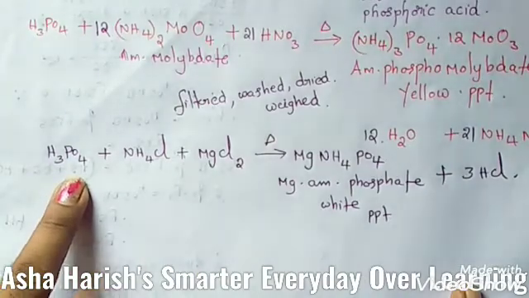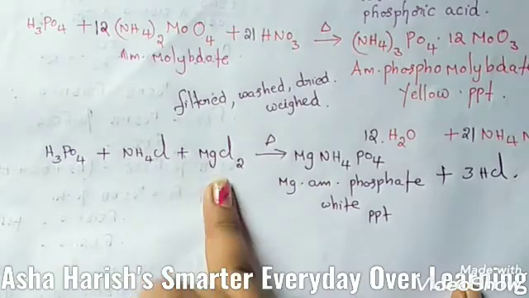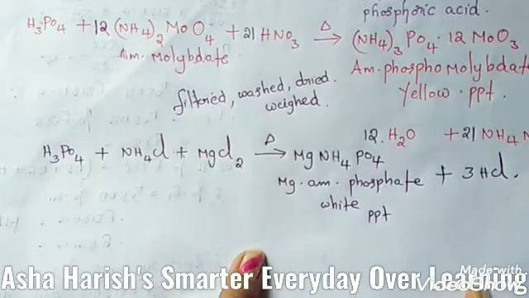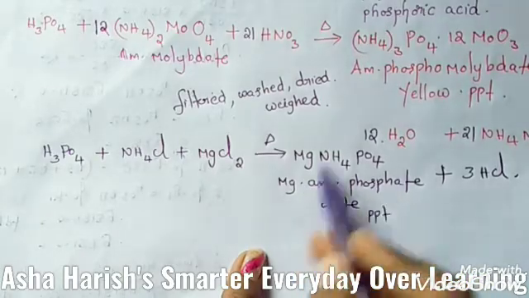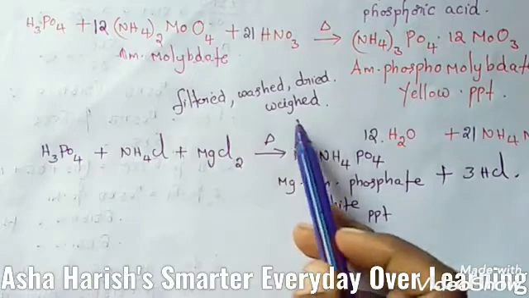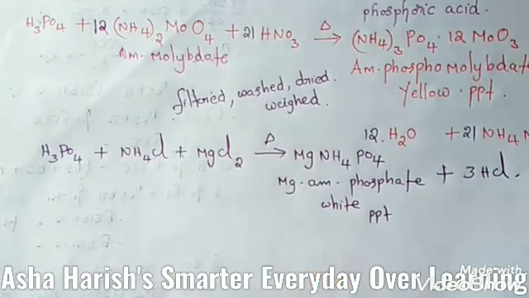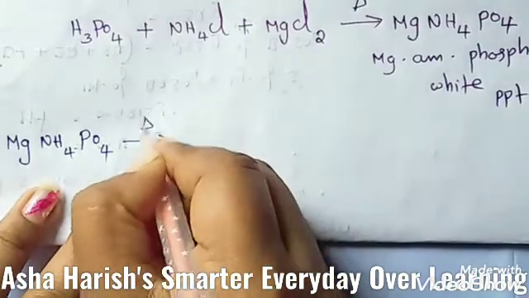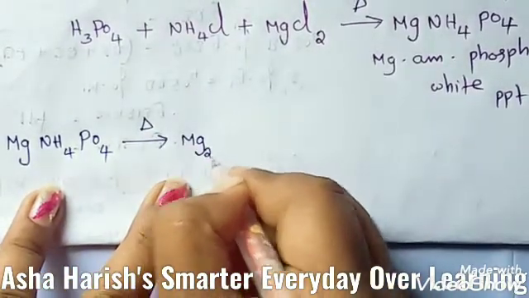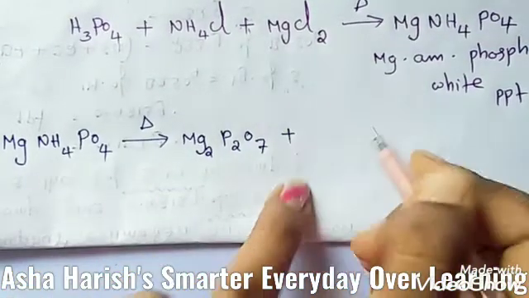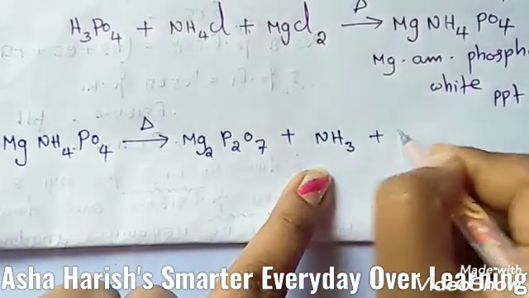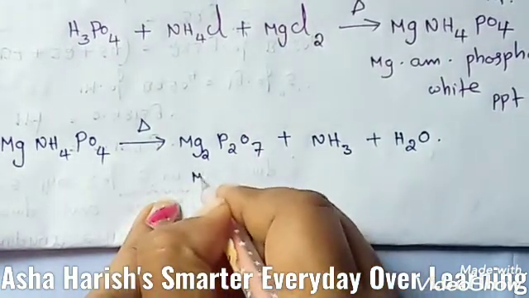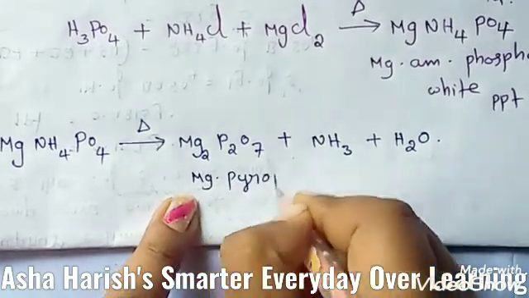This formed phosphoric acid can be treated with ammonium chloride and magnesium chloride on heating, then the formed product is magnesium ammonium phosphate, a white colored precipitate. The precipitate of magnesium ammonium phosphate is filtered, washed and dried and then ignited. Ignited means nothing but heated. Magnesium ammonium phosphate heated, ignited directly, then students, the compounds are Mg2P2O7, along with ammonia NH3 and water. And here Mg2P2O7 is the name of the compound magnesium pyrophosphate.